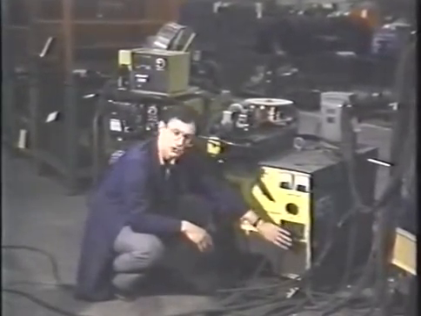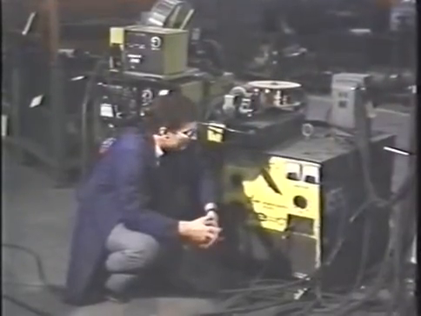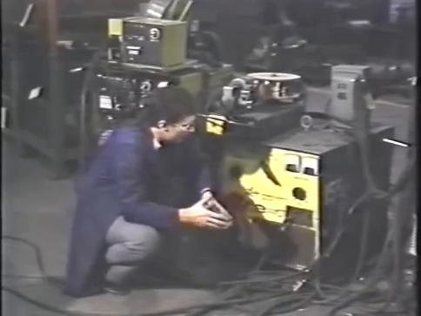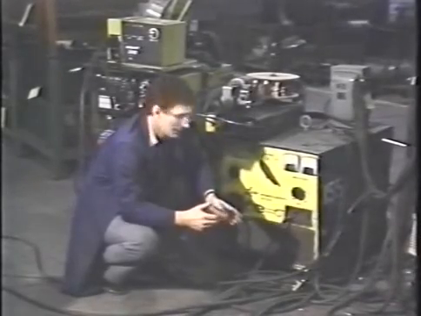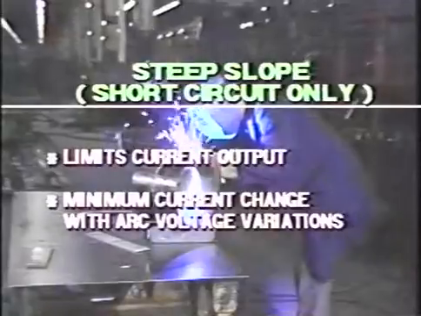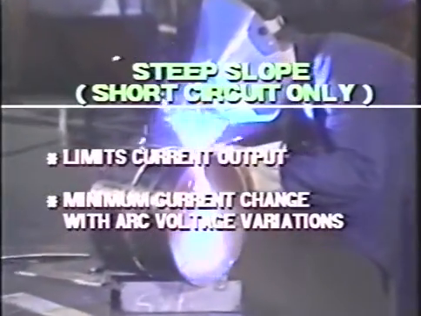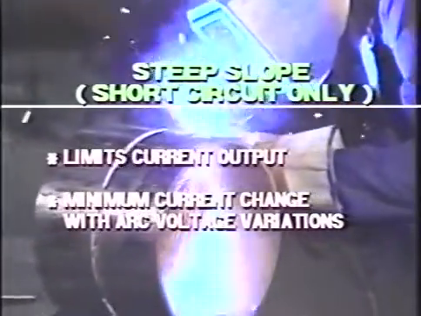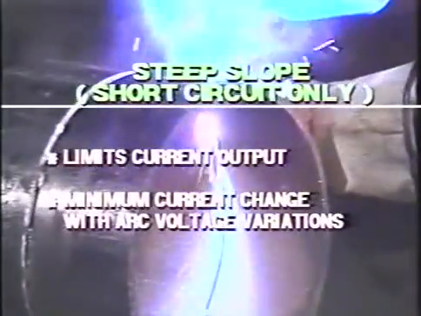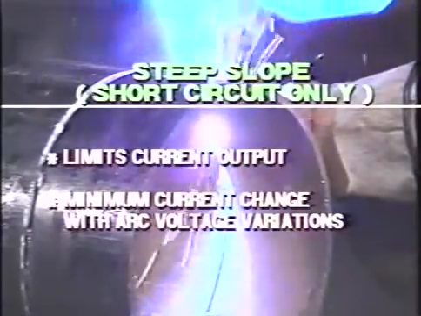Some of the units on the market offer the two slope outputs, a steep slope and a flat slope. What does slope mean exactly? Well, in this particular machine, the steep slope provides control during the short circuit. It doesn't allow the current to be too high each time the wire short circuits. So if you're welding thin metals, having a steep slope output provides a little bit better control.